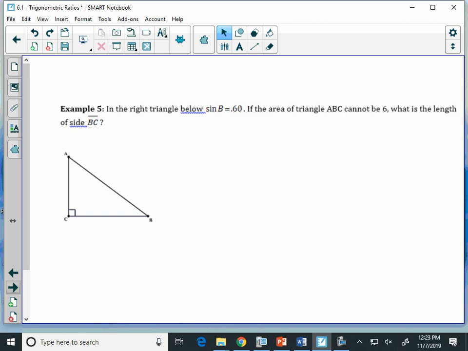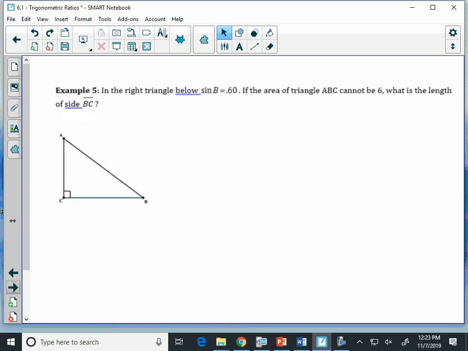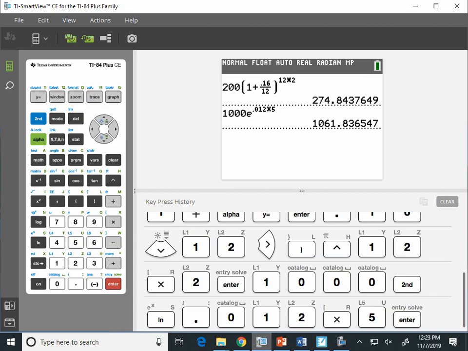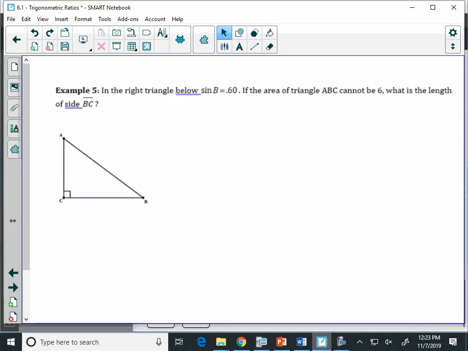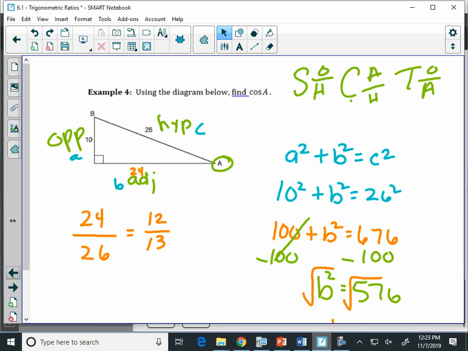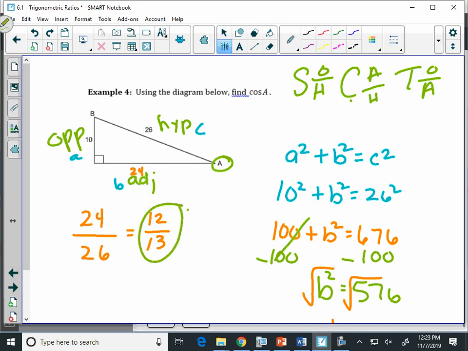We take a look at example 5. It says in the right triangle below, sine of B equals 0.6. If the area of the triangle cannot be 6, what's the length of side BC? Well, you're going to have to use a calculator because decimals don't allow you to convert decimals to fractions. Okay? The reason why we need to convert is we're used to seeing the sine, the cosine, and the tangent as a fraction, right? Fraction form, okay? And we can use that fraction to tell us what the sides are. Because remember, this was the adjacent over the hypotenuse.